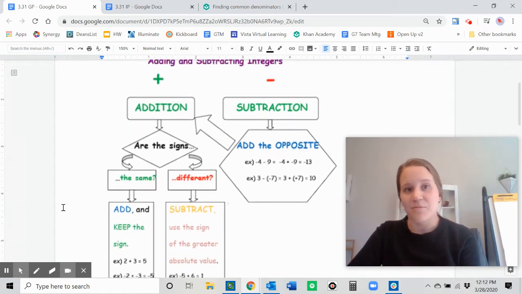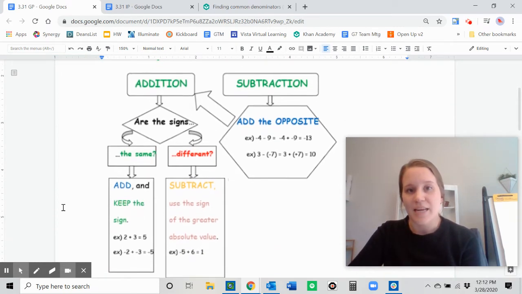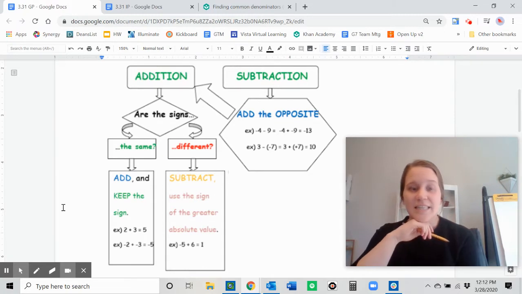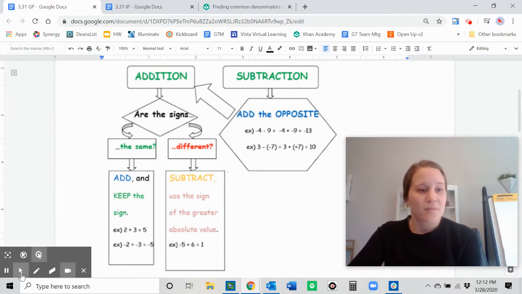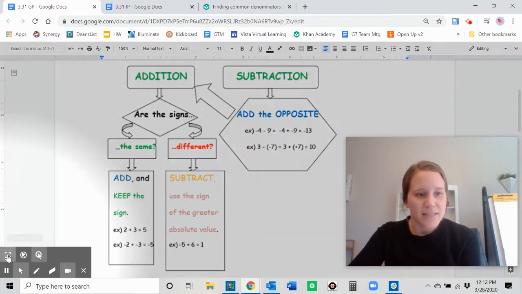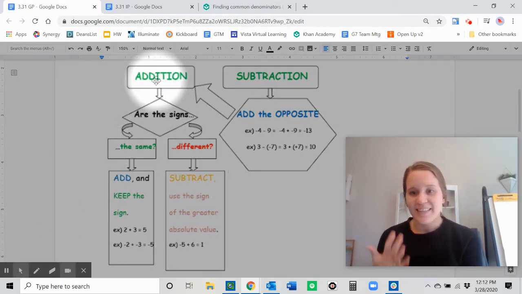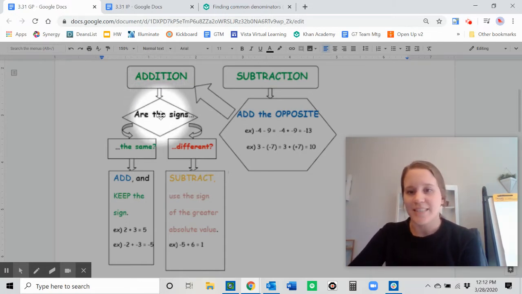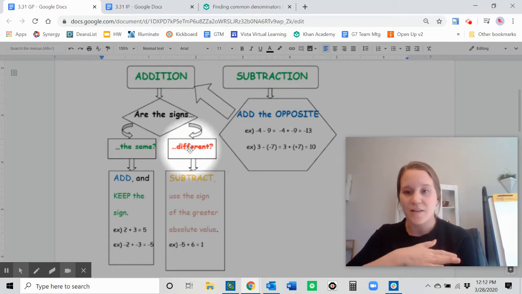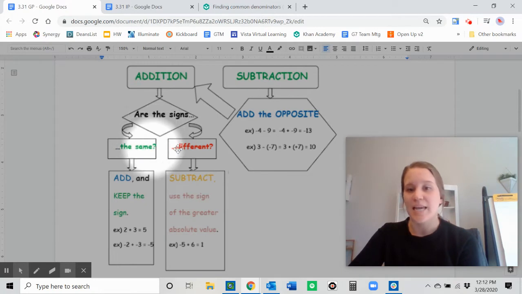There is a set of rules for adding and subtracting positive and negative numbers that we've studied a lot in 7th grade so far. Let me find this fun feature. Yes, here we go. If I want to add numbers that are either positive or negative, I have to look at the signs in the problem. So if I'm adding two numbers, if the signs are the same or if the signs of the two numbers are different, I follow different rules. So the first question I ask myself is, are the signs the same or different?